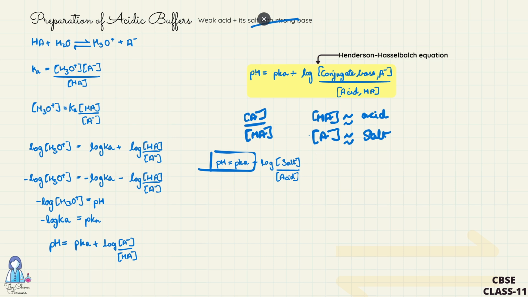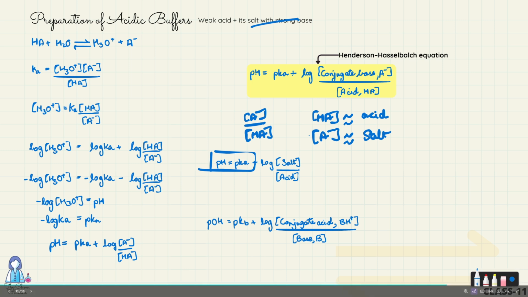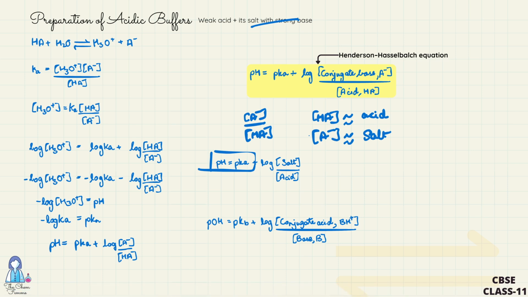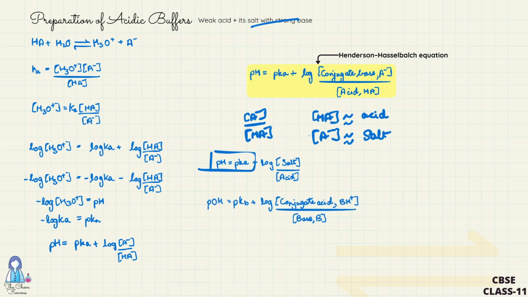In case of bases, you have the same equation where it is going to be pOH equals pKb plus log conjugate acid, which is BH plus, by the base.